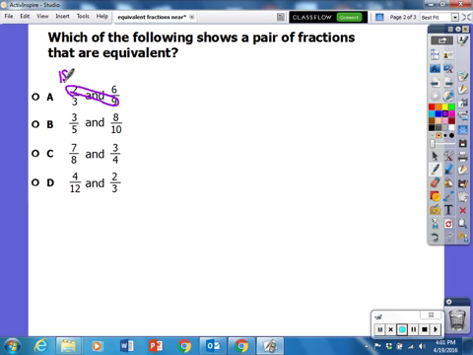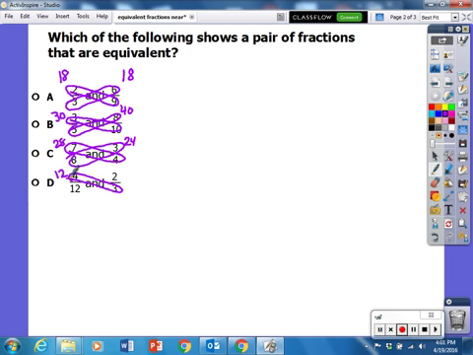And again, all we need to do on this one is butterfly them out to find which one is equivalent. 18, 18. 30, 40. 28, 24. 12, and 24. So which numbers are equivalent? A. 18 equals 18. 30 is less than 40, 28 is bigger than 24, and 12 is less than 24.